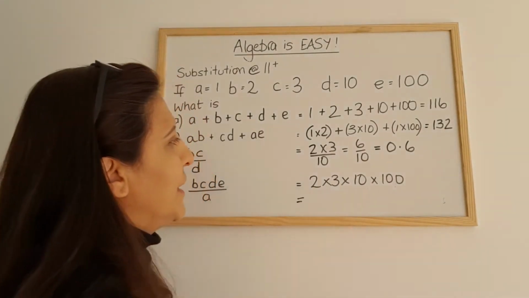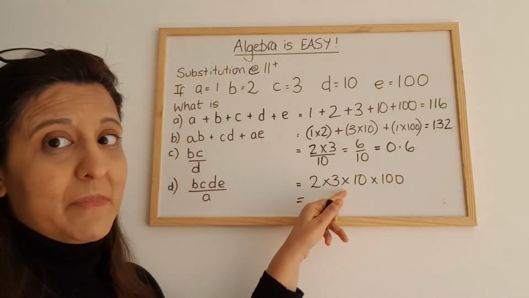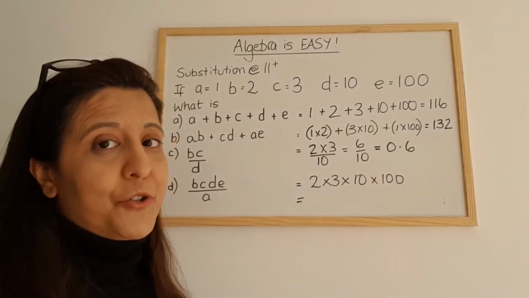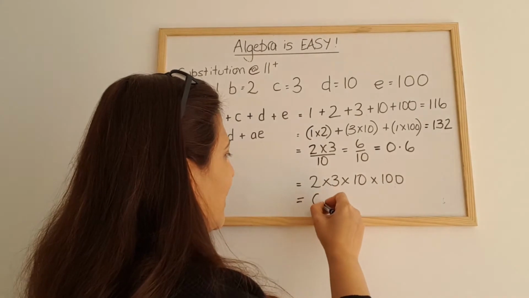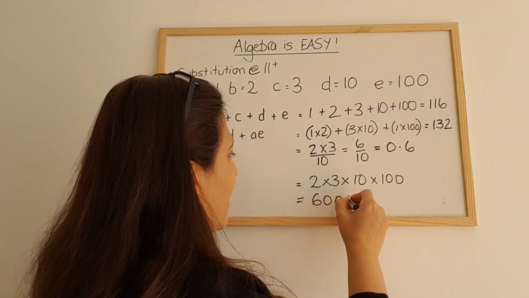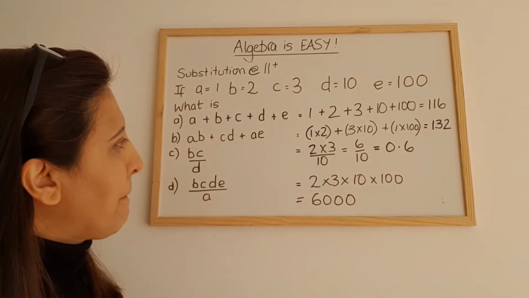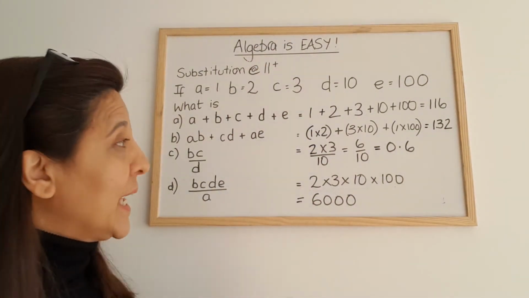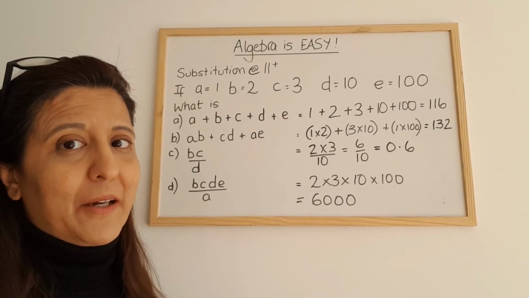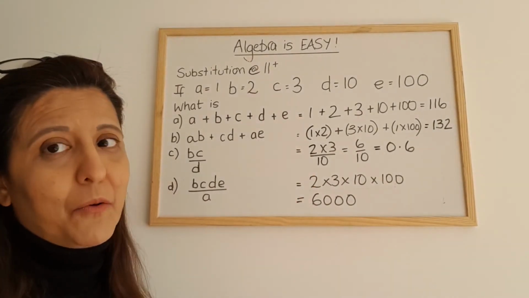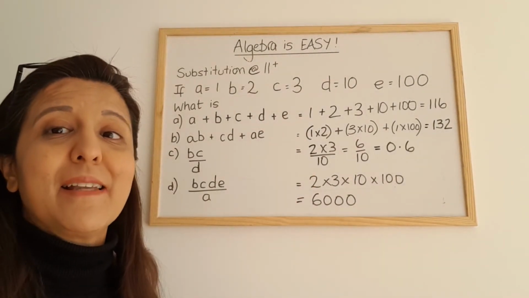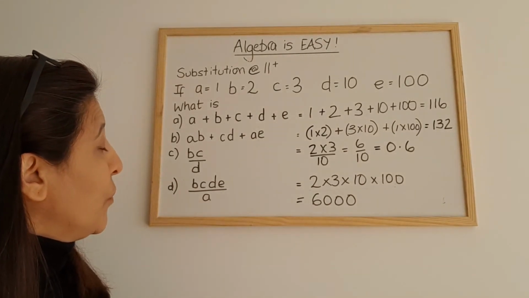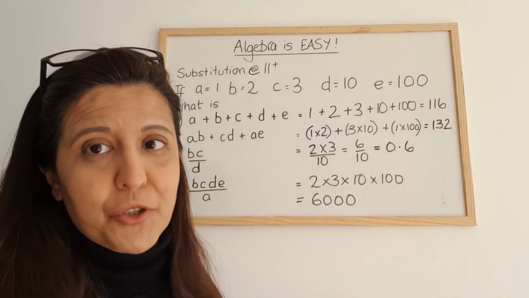Okay, so let's work this out. 2 times 3, 6. Times 10, 60. Times 100, 6,000. Okay, there we have it, the answers to those questions. If you did pause the video and work that out yourself and you got those correct, well done. You are amazing, absolutely brilliant. Okay, so that's what I'm going to say about substitution.